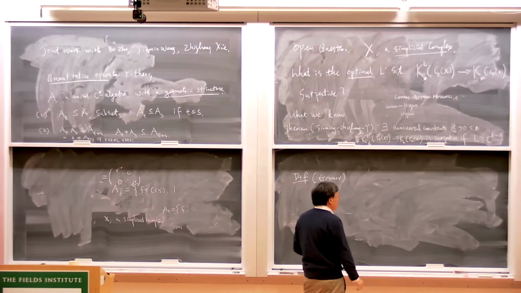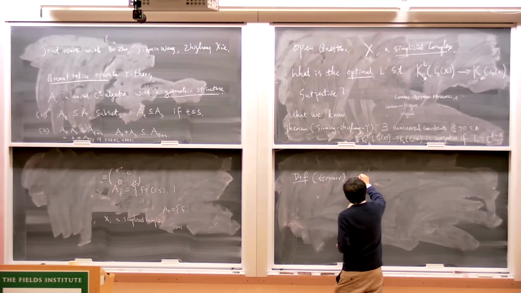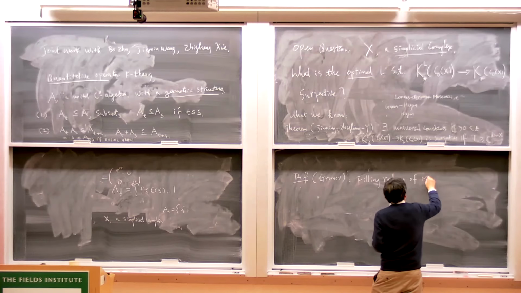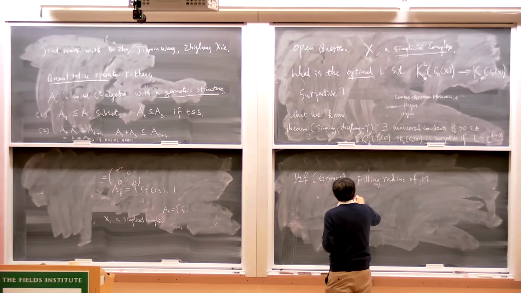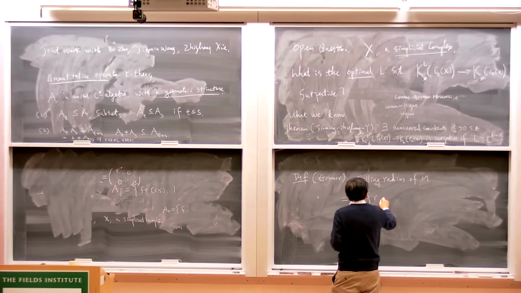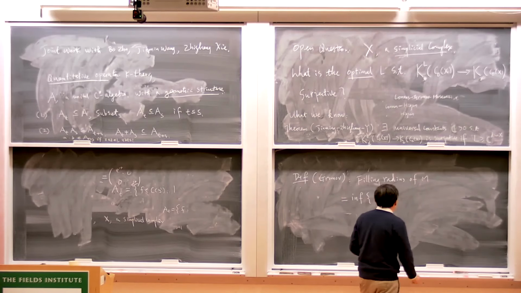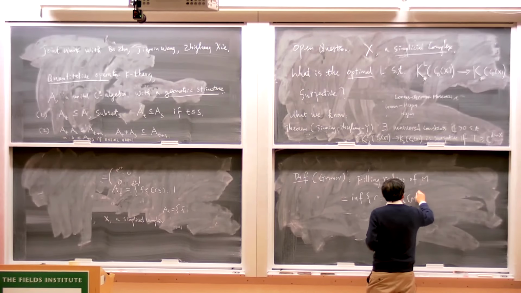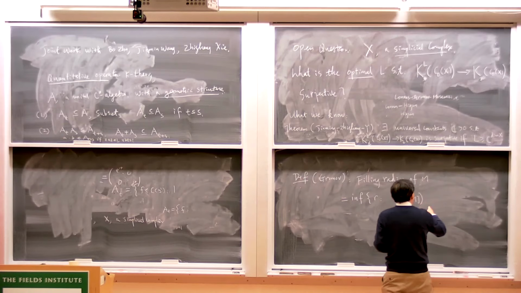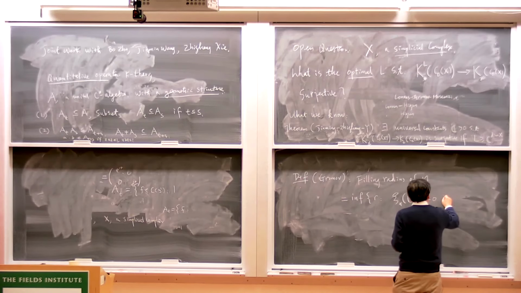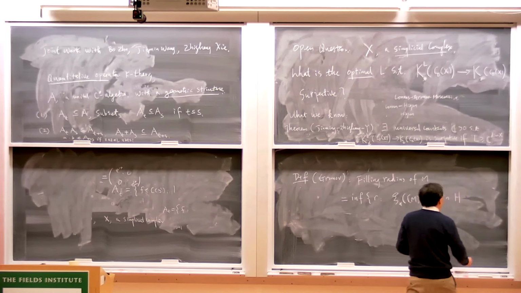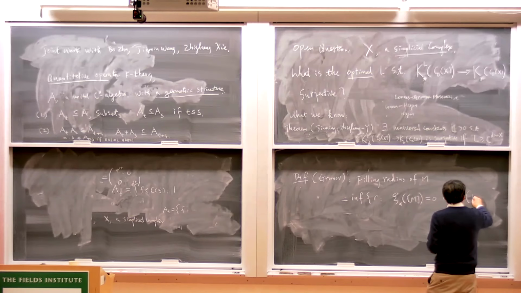So the so-called filling radius of M is just the smallest R such that the image of the fundamental class, when you put it in the homology of the R-neighborhood, will be 0.